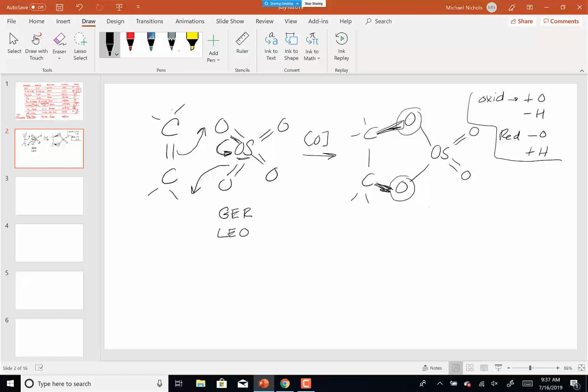So in this case, because we're using a metal, we can easily see, oh, the metal went reduction. That means the organic molecule had to undergo oxidation. But we also know the organic molecule underwent oxidation because it gained 2 oxygens.